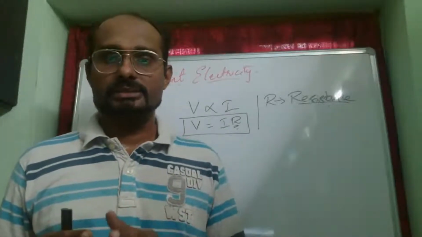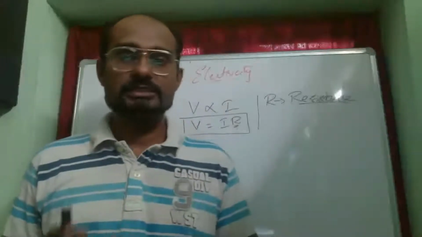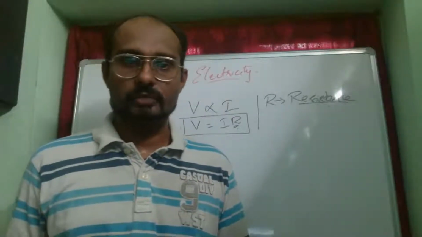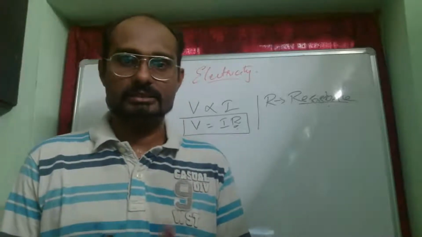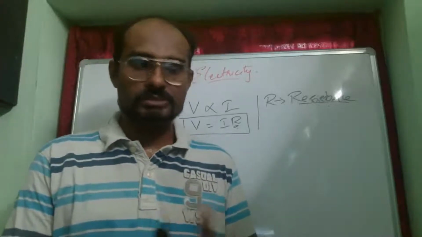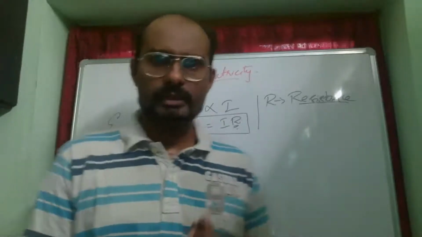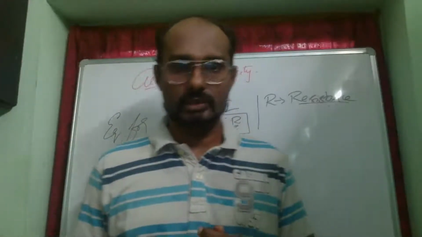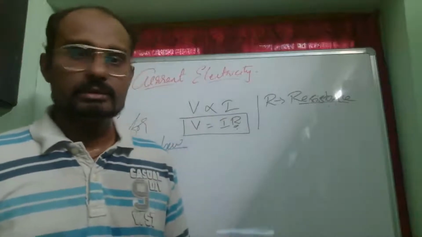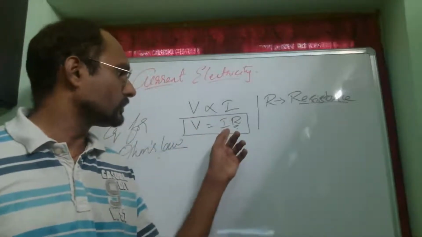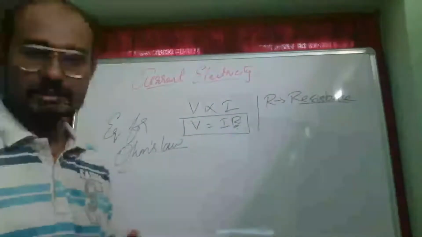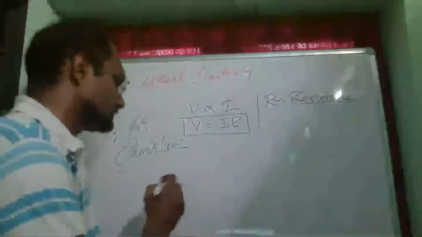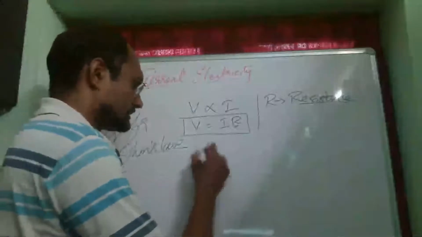You should start with the statement: under similar conditions of temperature, at constant temperature, and under similar conditions of physical quantities like area of cross section or length, the rate of flow of charge is directly proportional to the potential difference across the conductor. Okay, so first one, temperature.